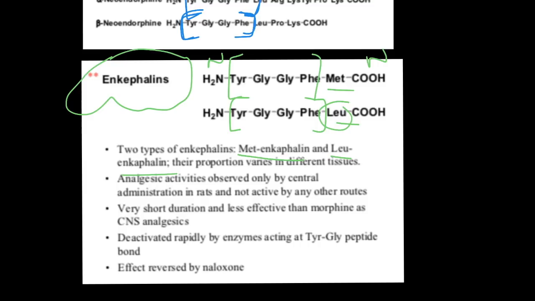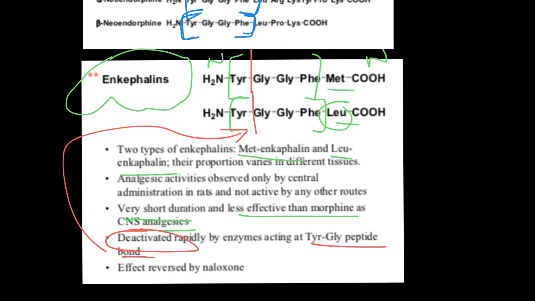They have short duration, less effective than morphine as CNS analgesics. Enzymes break this down at the tyrosine glycine part, so they're deactivated at the tyrosine glycine site. Let's put it in red. Naloxone can reverse the effects because naloxone is an opiate antagonist.